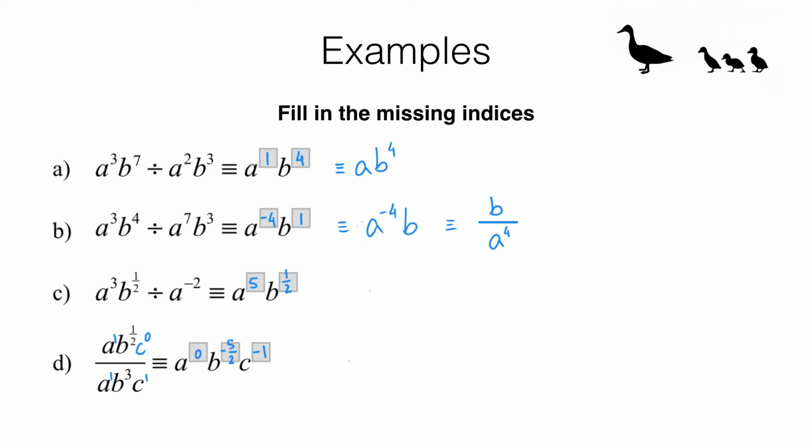Now, if we were writing out this quantity normally, we wouldn't bother writing a to the power of 0. A to the power of 0 is just 1, so we would leave it out and write b to the negative 5 over 2 multiplied by c to the negative 1. Or we could write it as 1 over b to the power of 5 over 2 c. Now, just like these earlier bits on the right hand side, this is not necessary to answer the question, to fill in these missing indices. I've just shown you this here for your information.